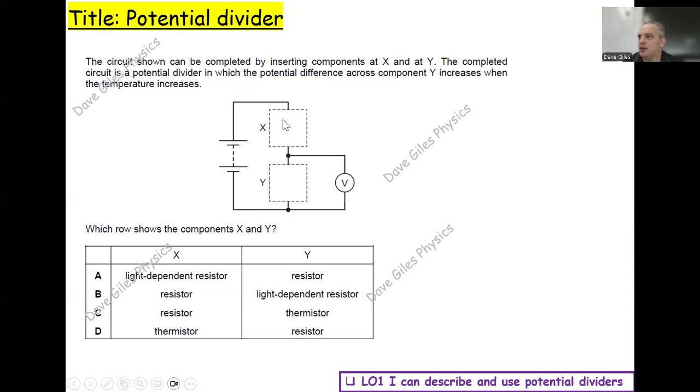Let's just double check: the potential difference across component Y increases when the temperature increases. So I need something here where the resistance will drop as the temperature increases. So I'm going to put my thermistor here, and here I just need something with a fixed value, so I'm just going to use a resistor. So the answer is D.